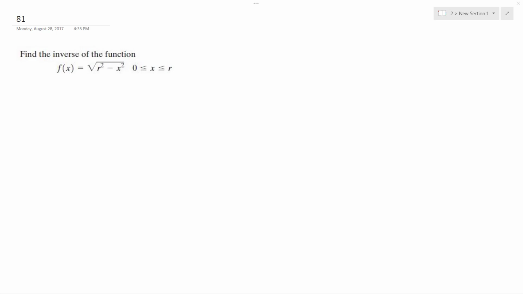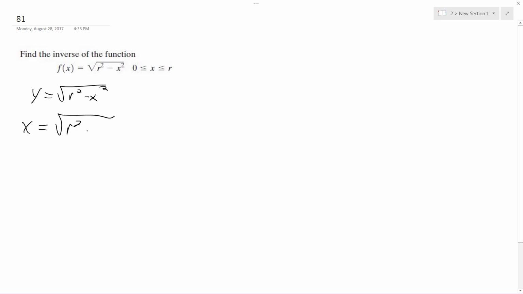All right, so we want to find the inverse of this function. First thing I'm going to do, well, the same thing as y is equal to the square root of r squared minus x squared. All right, so excuse me, we're going to swap out x and y.